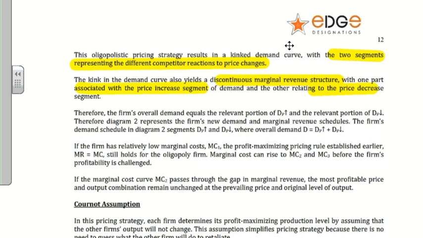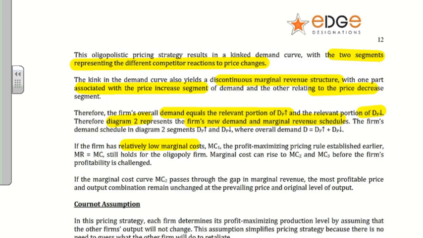Based on that, the firm's overall demand is the relevant portion of DP as it goes up, and DP prices as they then go down. So we've got to consider both sides. Diagram number 2, which we've just shown you on the previous page, looks at the firm's new demand and marginal revenue schedules, looking at what happens when prices both go up and go down.